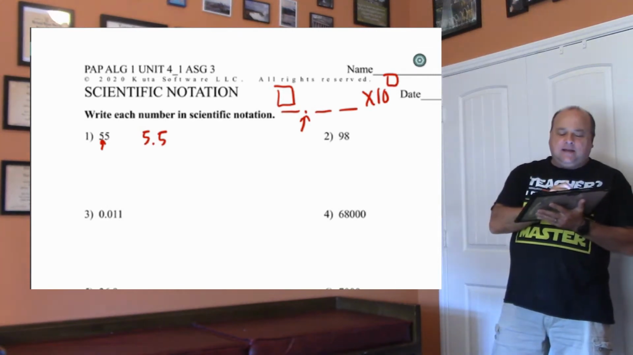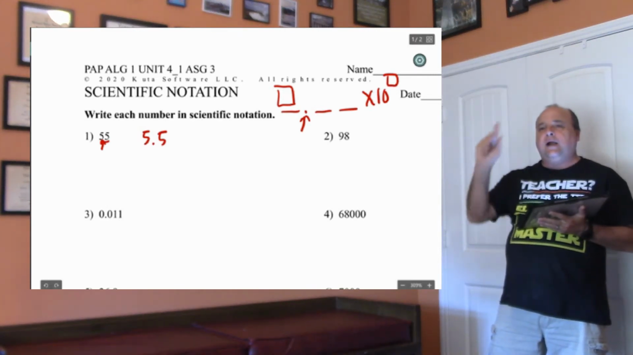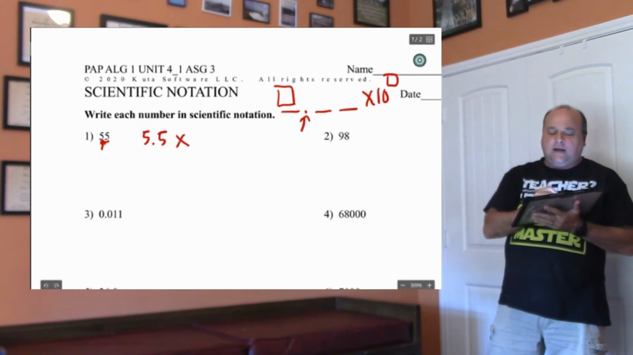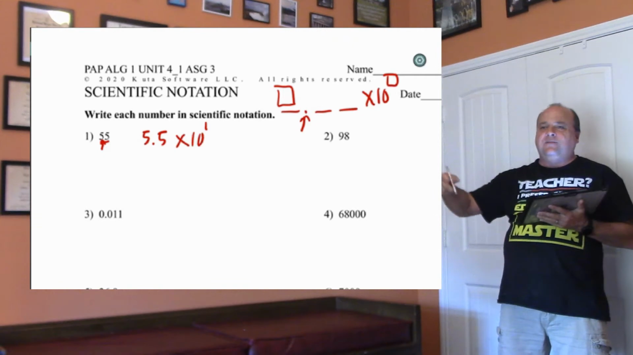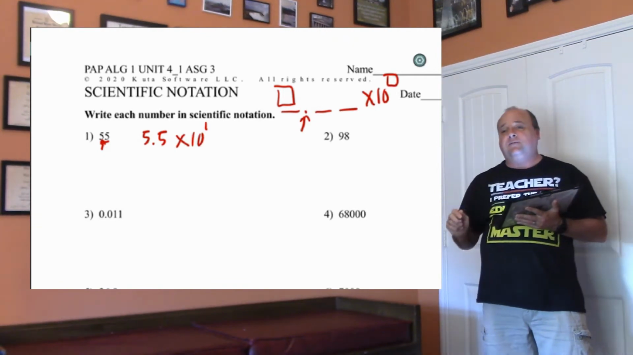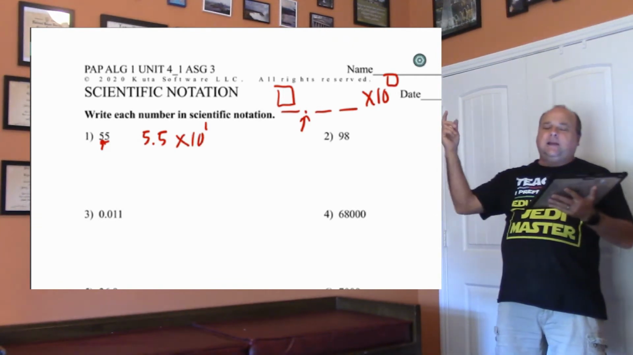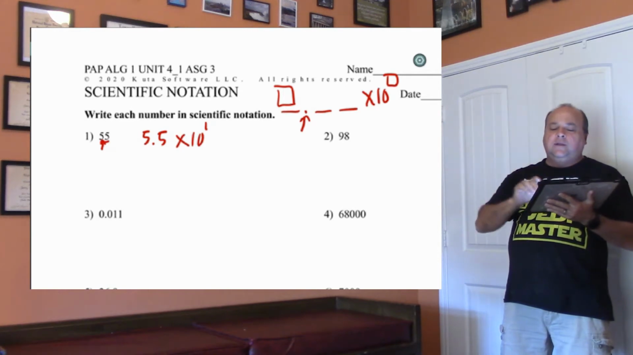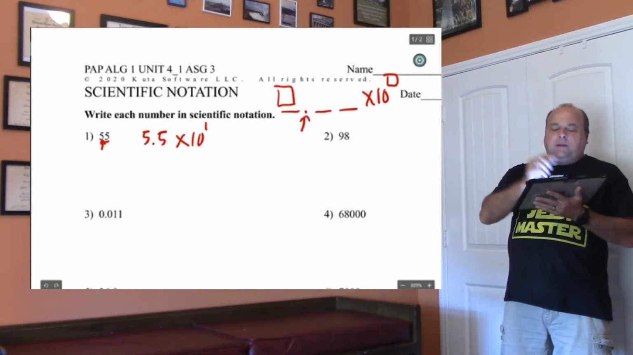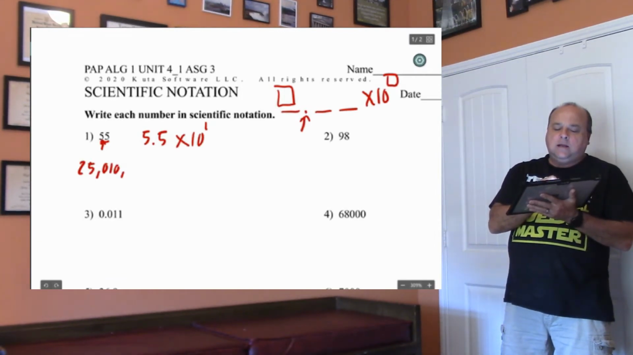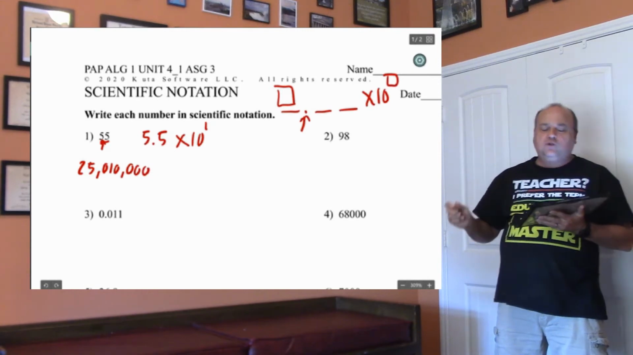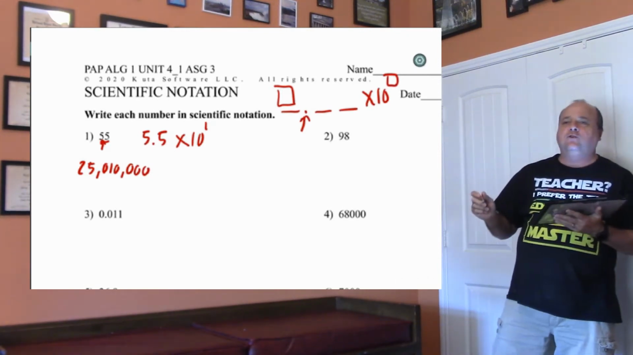Now then, how many times did I move the decimal to the right? I moved it once, didn't I? So write down times 10 to the first power. If you were to punch that in the calculator, you would get 55. Okay, let's make a bigger number here. Let's put 25,010,000. Write that on your paper.